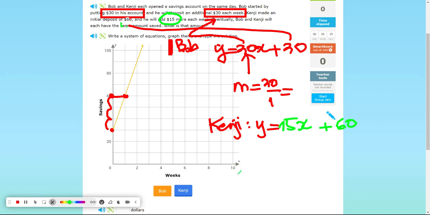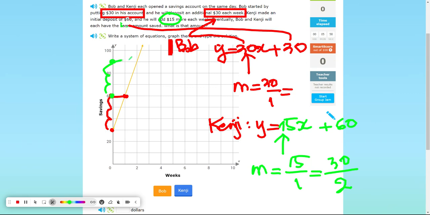So now we graph Kenzie. Let's find 60. So 60 is right here. And then 15 is the slope, so the slope is 15 over 1. But take a look over here, you don't have 15. How about we do 30 over 2? Is that the same thing? All right, we go up 30, so 10, 20, 30, and then over 2. Now we go and get the 2.